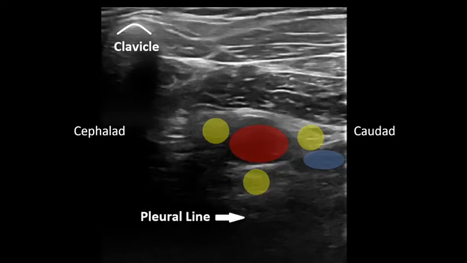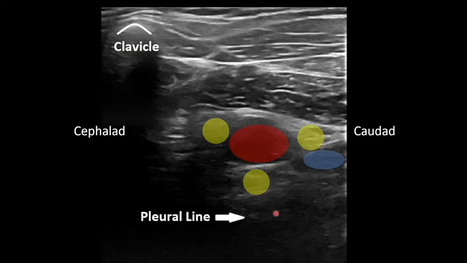In this still image, we can see all the landmarks needed to perform the RAPTIR block. Towards the head, we can see the bright border and shadowing of the clavicle. The axillary artery should be seen as a circular structure. It's outlined in red here. The medial, lateral, and posterior cords of brachial plexus in this area are outlined in yellow here. The axillary vein should be caudal to these structures.